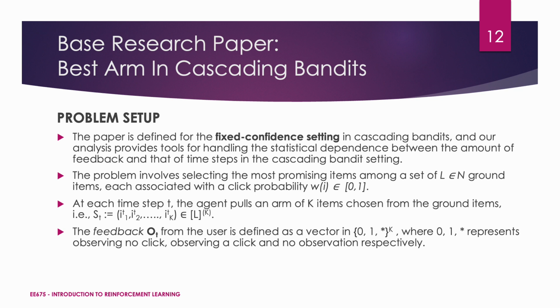Now, the feedback Ot from the user is critical. This feedback is in terms of a vector where each entry corresponds to an item in the arm. If a click is observed, then the value of that particular item will be 1. If a click is not observed, the value will be 0, and if that item is left unobserved, its value will be star. This whole information will be sent as a vector to the agent.